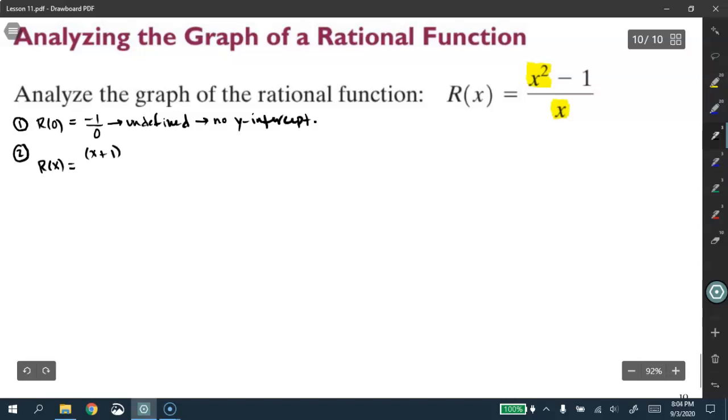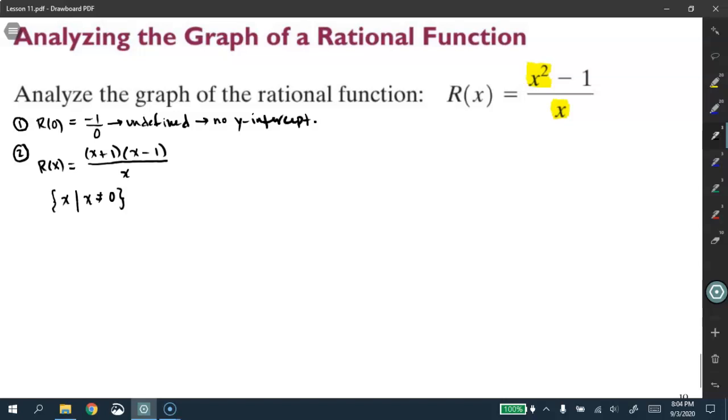So the top can be factorized from x squared minus 1 into (x plus 1)(x minus 1), and in the denominator, you simply have an x. Recall that to tell a domain, you essentially need to take the denominator and set it equal to 0. That means x can be any number except 0. Notice how earlier we tried plugging 0 into this function and found that it's undefined, and now the domain is telling you that you can't plug 0 into this function.